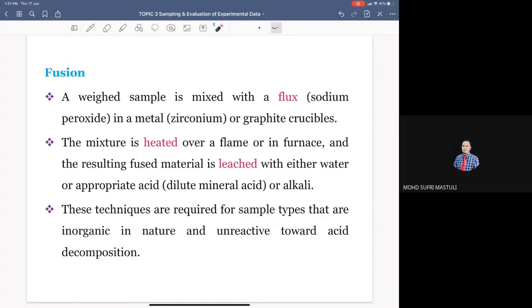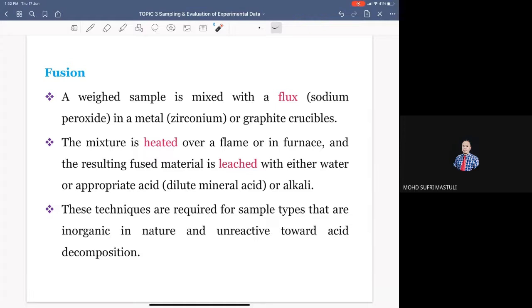Fusion: a weight of sample is mixed with a flux. Flux is normally sodium peroxide in a metal or graphite crucible. The mixture of the sample and flux must be heated in a flame or in a furnace, resulting in a fused material that is leached with water or with an acid, normally a dilute mineral acid or alkali.